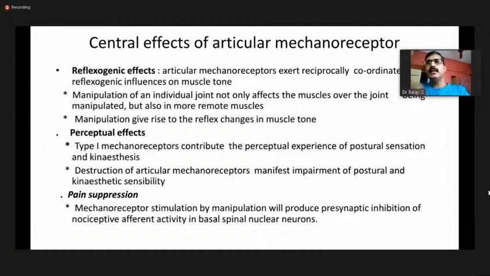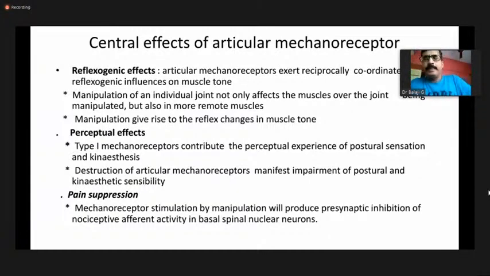Type 1 mechanoreceptors give the postural sensation. Even if I close my eyes and stand, I can stand erect and my body will not wobble. If my body is wobbling, there is definitely a problem with the type 1 mechanoreceptors. Destruction of articular mechanoreceptors manifests as impairment of postural and kinesthetic sensibility. If the mechanoreceptors of the spine are damaged, when the patient stands or sits upright, the patient will definitely have postural imbalance.